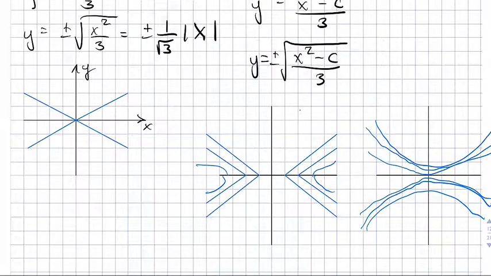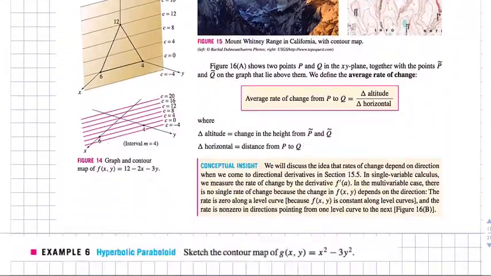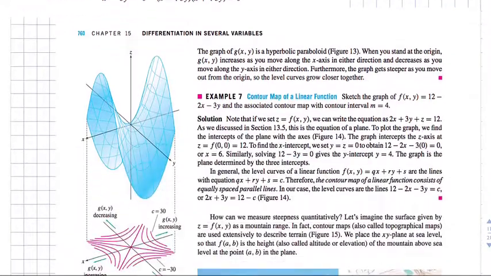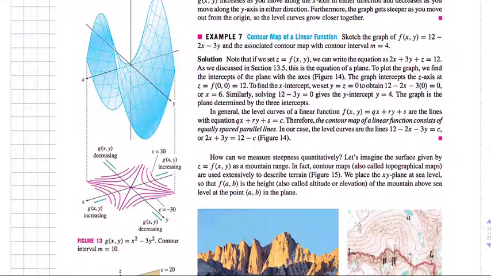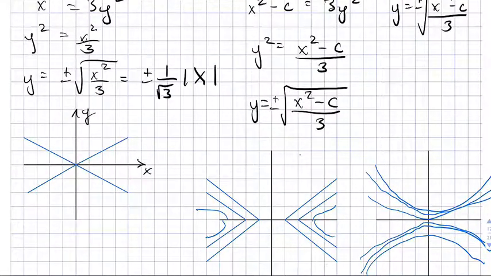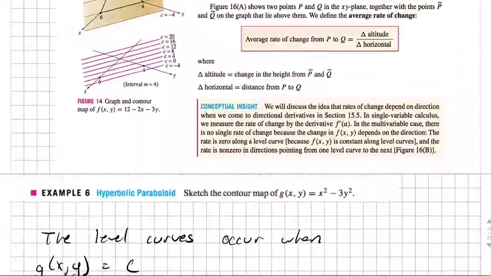And then when c is positive, let me see what it's called. This confirms what they had. The hyperbola, yeah. So you can really see it here. When c was 0, we had x equals plus or minus the square root of 3 times y. Basically, c was 0. It's like an absolute value, two absolute values there.